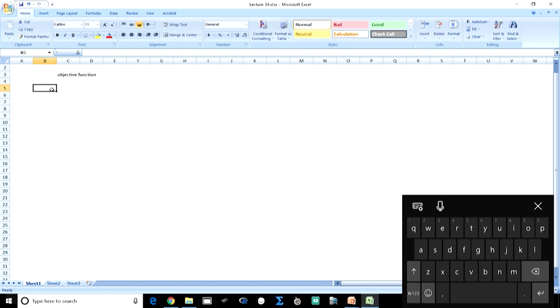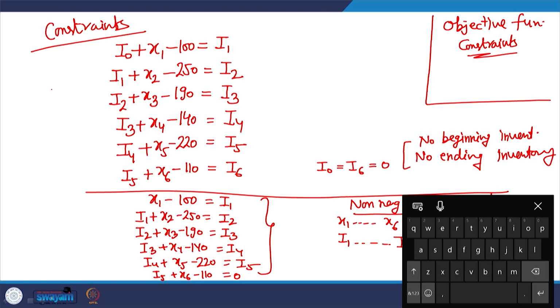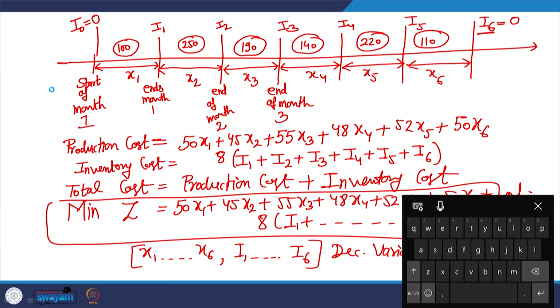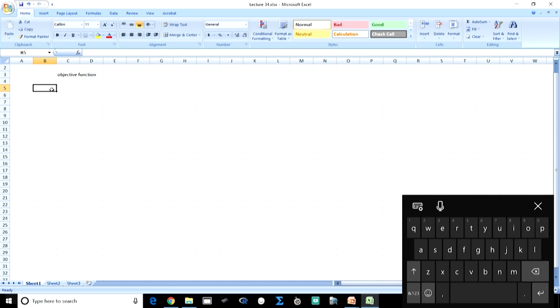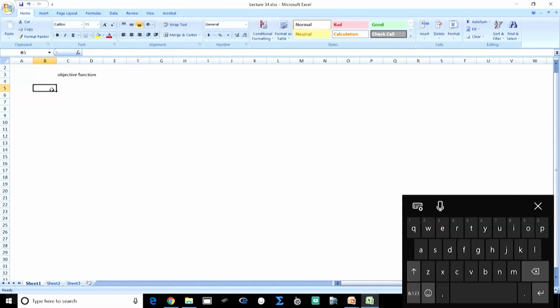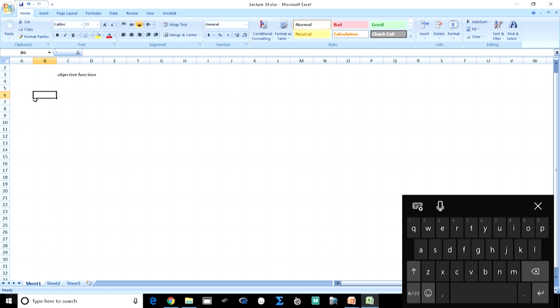Now what is this objective function? If you recall, we have the objective function as 50 x1 plus 45 x2. We will write all these terms in different cells, because we have to devote some cells for the different decision variables. In our case there are 12 decision variables, so we have to devote 12 cells for them.